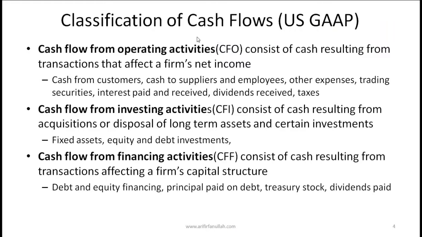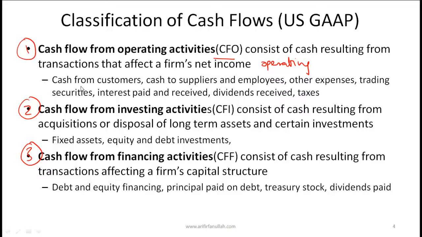So in the context of your CFA exam, it is extremely important to understand that the cash flow statement is divided into three components: cash flow from operations, cash flow from investing activities, and cash flow from financing. And you need to understand what activities need to be categorized where. So basically, CFO consists of cash resulting from transactions that affect a firm's net income, or more specifically the core operating activities of a firm.